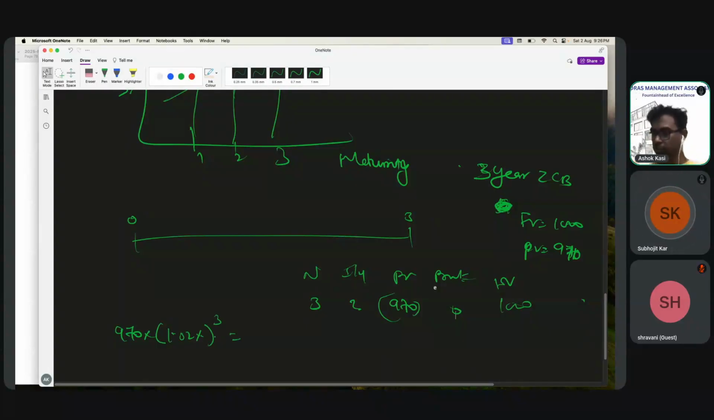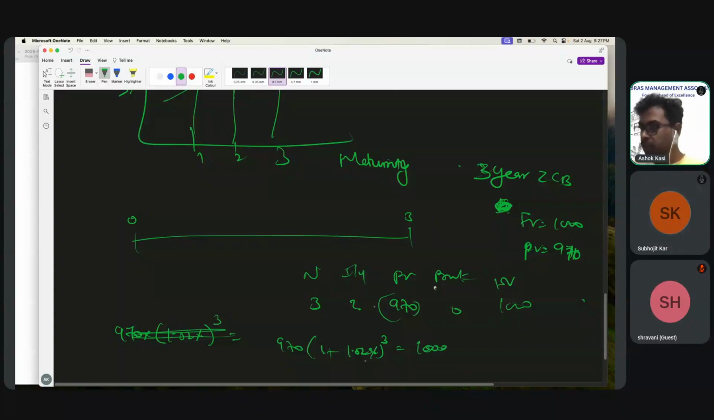Now tell me what do you get? 970 into 1 plus 1.02 percentage raised to 3 gives 999.98, about 1000, right? Yes, 1.02, triple nine, that means 1000.